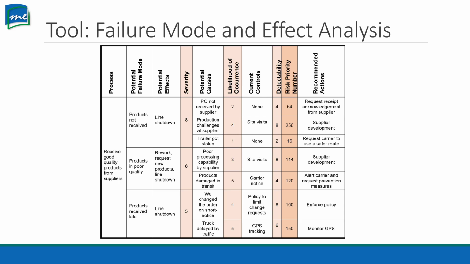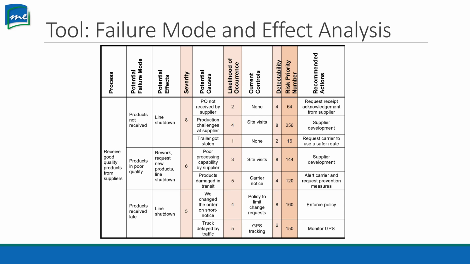So now we need to evaluate the severity of these potential effects. Well, a line shutdown, that's an 8 according to this chart. Reworking and requesting new products and a line shutdown is a 6. But receiving products late, which results in a line shutdown, is only a 5. So these are the severity ratings that they've already indicated.